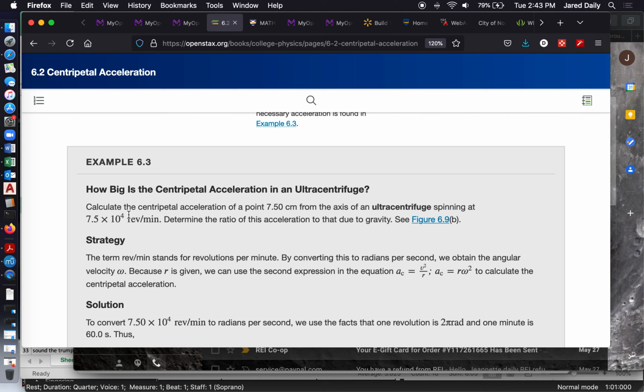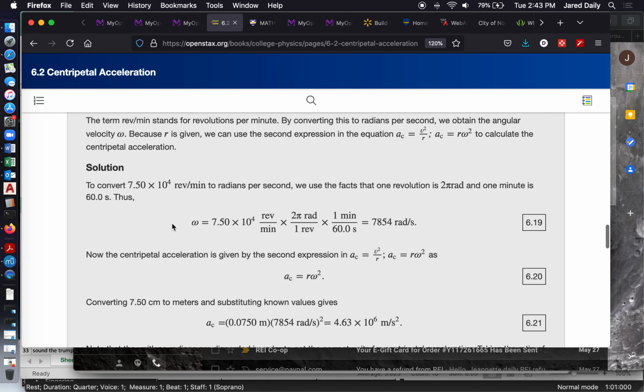But we need to convert that into an amount of angle in radians per second instead of revolutions per minute. So we have two conversions to do: convert revolutions to radians and then convert minutes to seconds. And this is how they do that: 7.5 times 10 to the 4 revolutions per minute times 2 pi radians per revolution, because there are 2 pi radians for every time you go around, and then times 1 minute every 60 seconds. Here we're going to cancel out the revolutions and get radians per minute. Here the minutes will cancel out, and we'll get radians per second. It turns out to be 7,854 radians per second, which is a little bit over 1,000 revolutions per second.